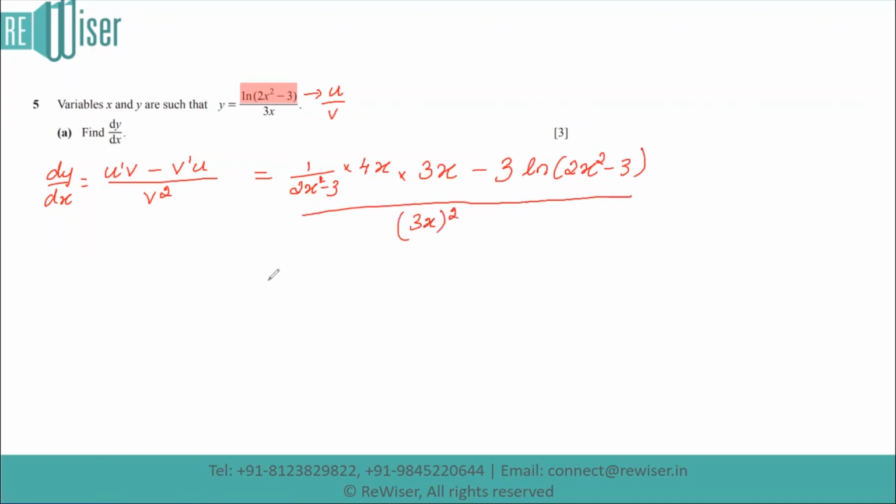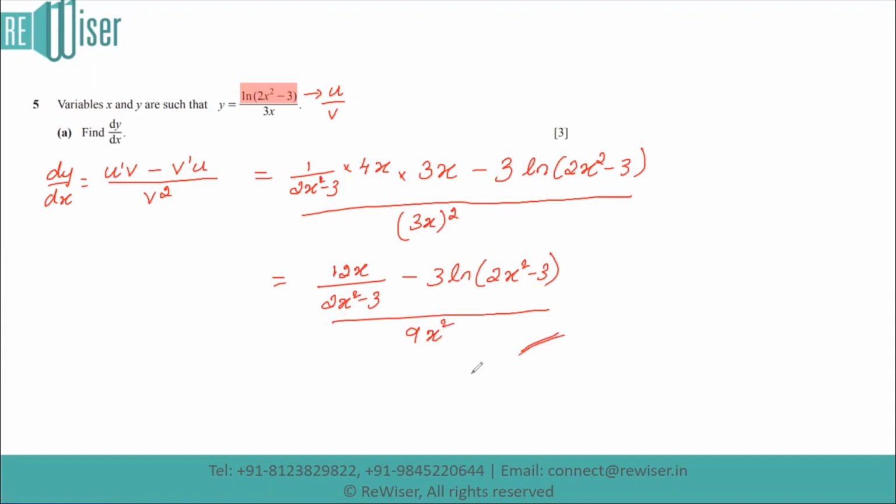We can either leave it like this or we can do one more step. So that is 3x times 4x, which is 12x in the numerator. So it's 12x over 2x² − 3, then minus 3 into ln of 2x² − 3, and divided by 9x². So this is the final answer for part A.